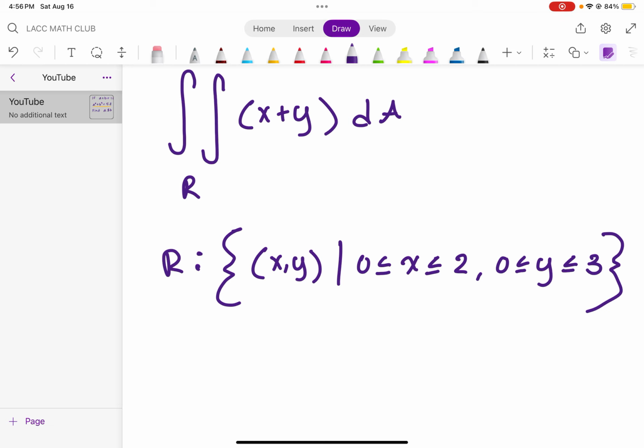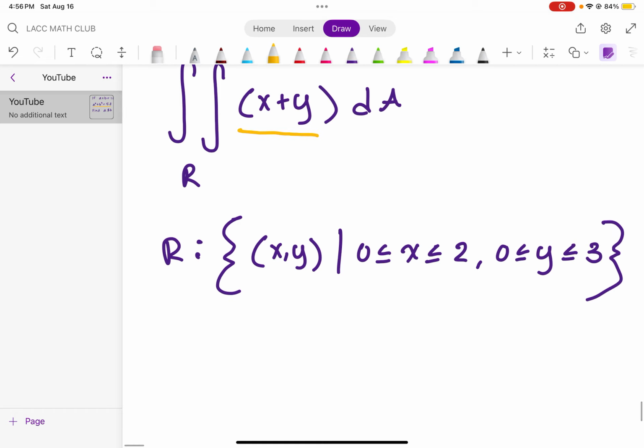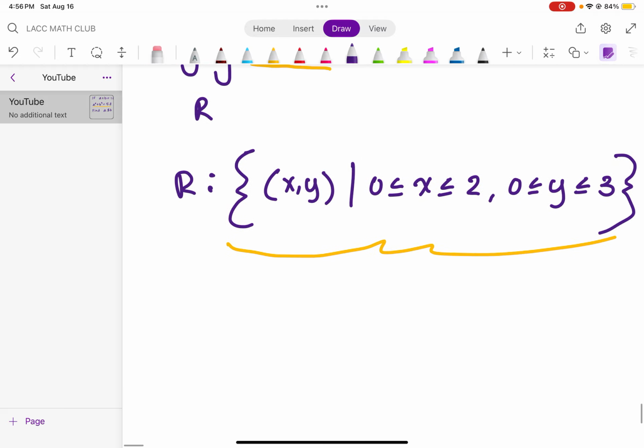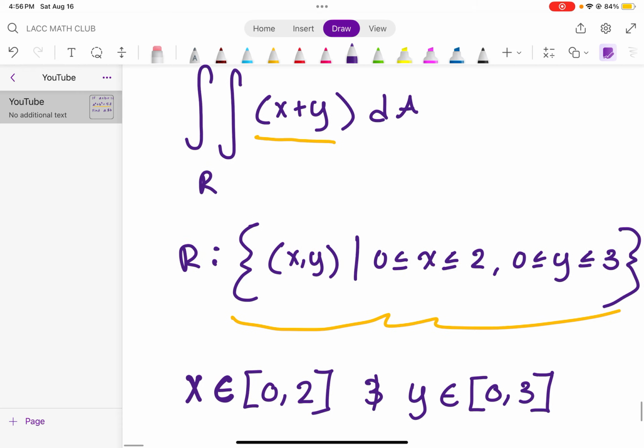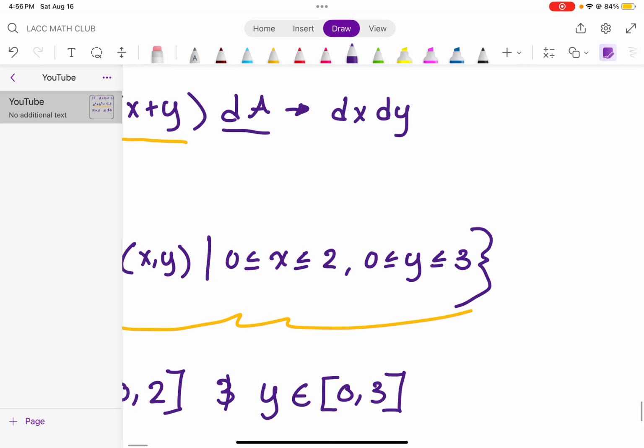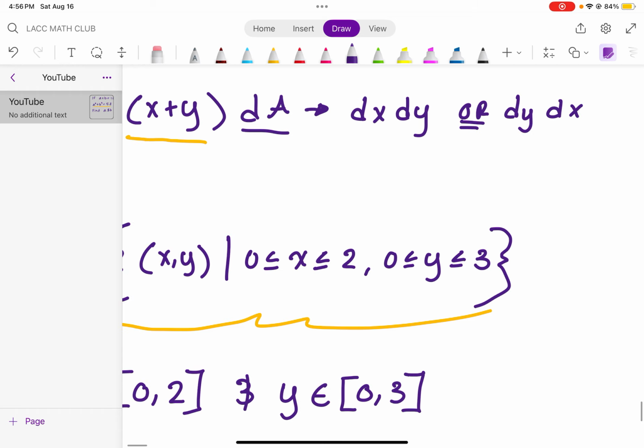Well, this is the double integral. Right here is what we're being asked to integrate. And this is our region, aka our bounds. So it's saying that x is from 0 to 2 and y is from 0 to 3. So instead of dA, this is going to become dx dy or dy dx. Due to Fubini's theorem, you can switch the order of integration.